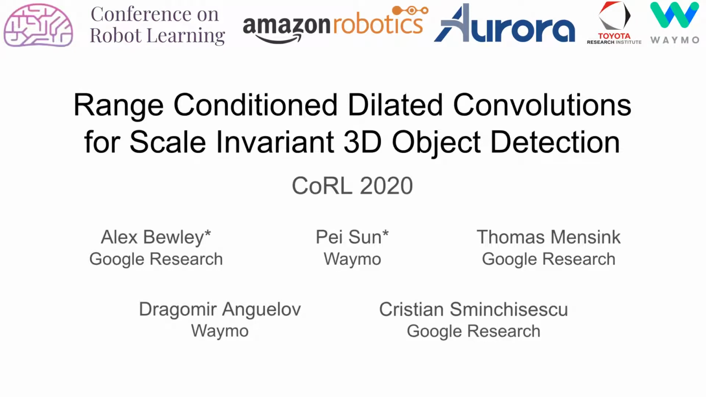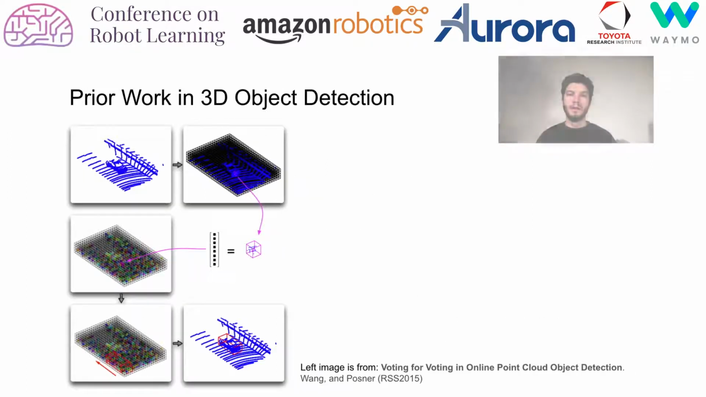We present range-conditioned dilated convolutions for 3D object detection. The basis for many 3D object detection techniques is that of voxelization. This is where points are discretized into a regular grid and locally aggregated to form voxel features, using a 3D convolution in a sliding window fashion.